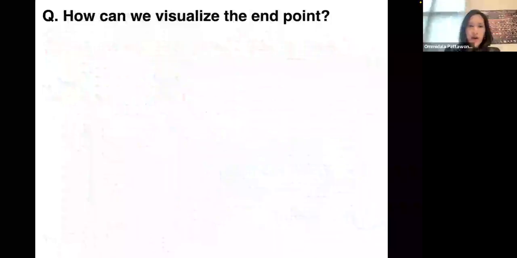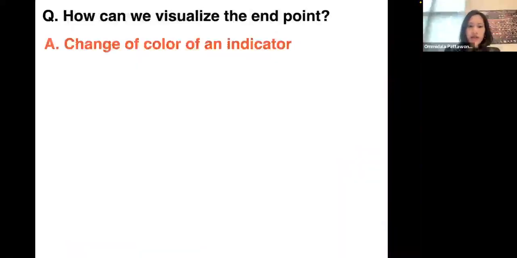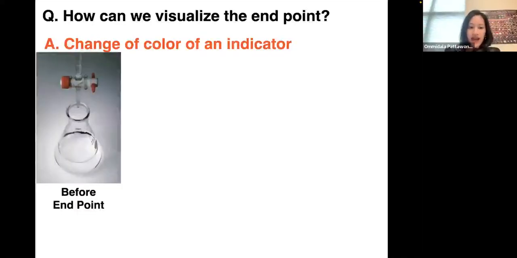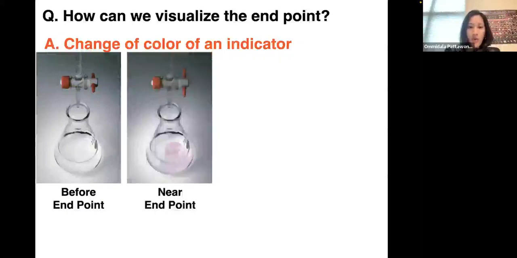The next question is, how can we visualize the endpoint? The answer is that you are going to use the indicator. We are going to add phenolphthalein into the analyte. Phenolphthalein is colorless under acidic condition, so as you see here, it's colorless. As you're adding more of the base, the color will change to pink.